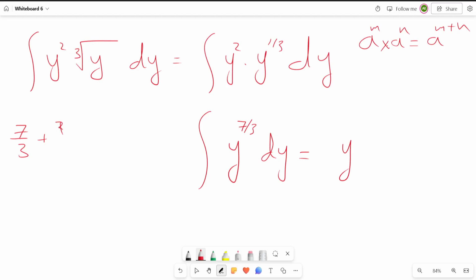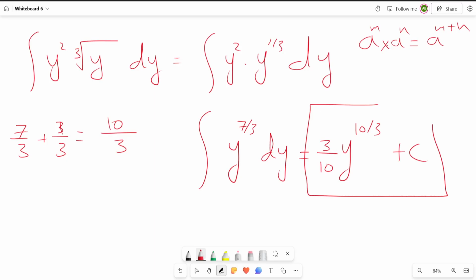So this one I can rewrite as 3 over 3, and adding 7 plus 3 is 10, and the denominator gets copied, so it's 10 over 3. So it's going to be y power 10 over 3, which is 7 over 3 plus 1. Divide 10 over 3 is the same as multiplying 3 over 10, and I have a plus c, so this is my integration answer over here.